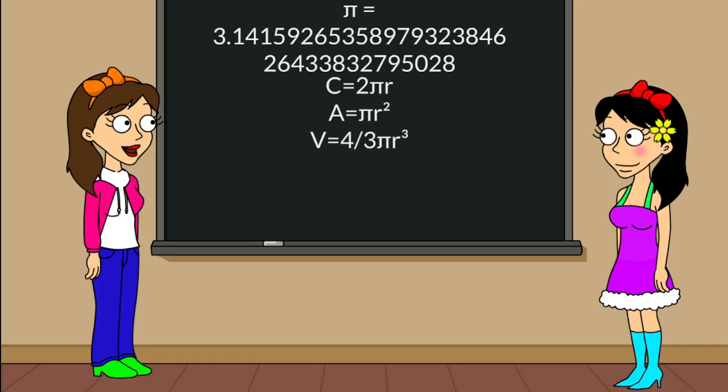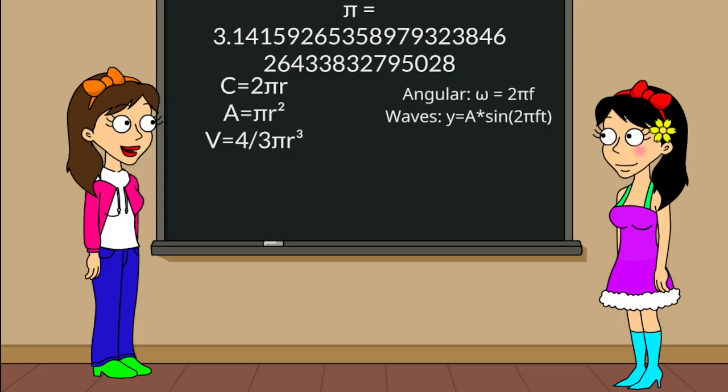Pi is everywhere. It is part of many formulas, such as the circle circumference, circle area, and sphere volume. The formulas are 2 pi r, pi r squared, and 4/3 pi r cubed, respectively. It also appears in physics, probability, and calculus.